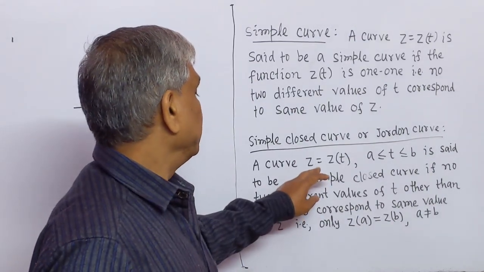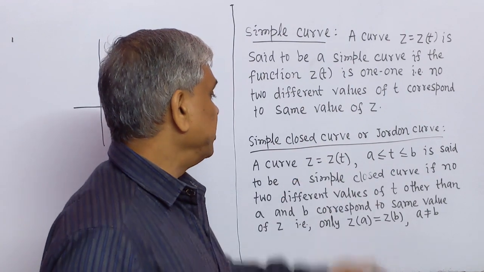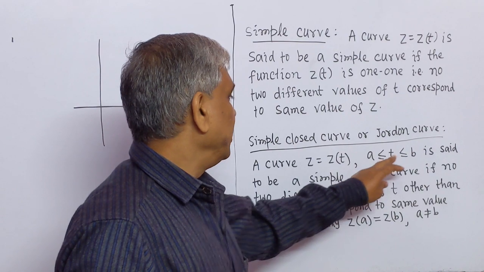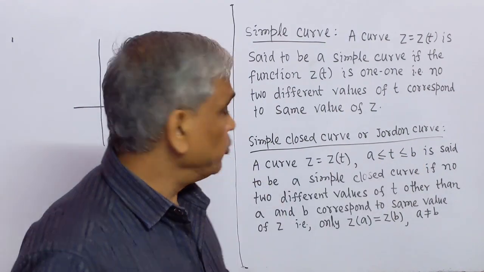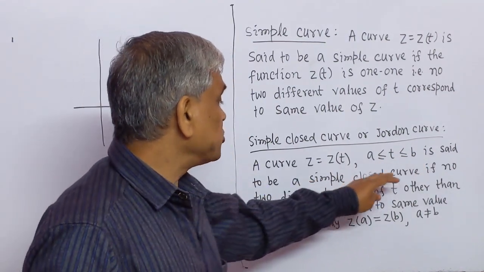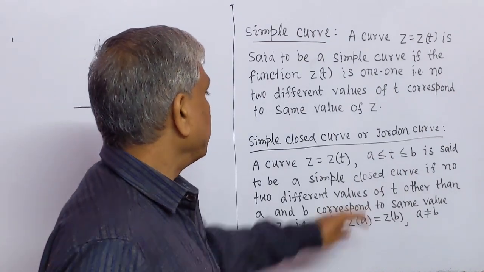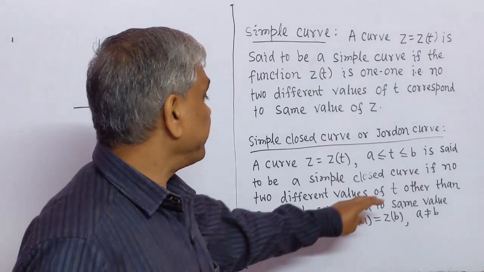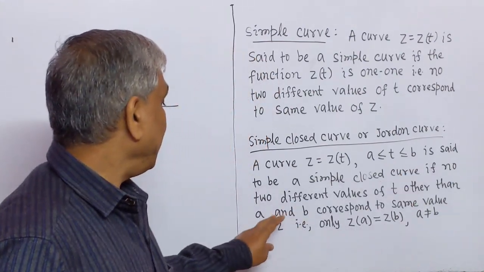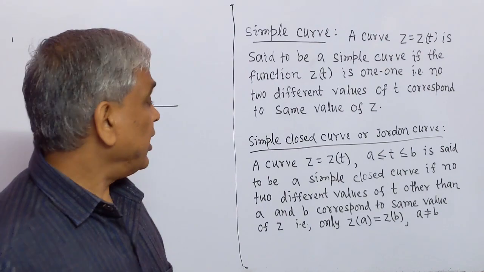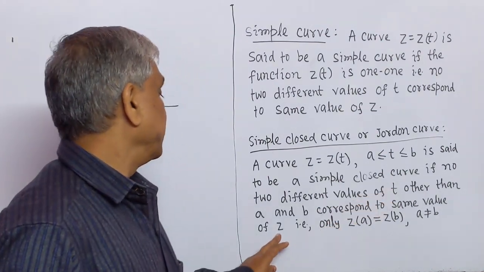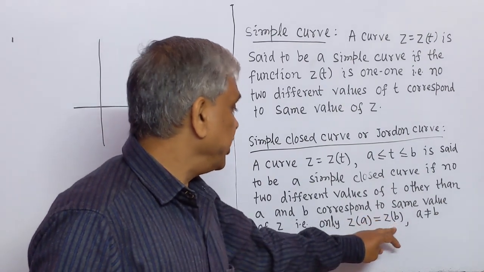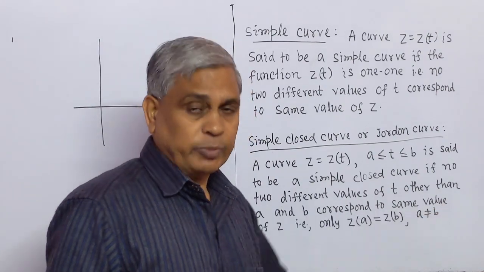A curve z is a function of t, t greater than or equal to a, less than or equal to b, is said to be a simple closed curve or Jordan curve if no two different values of t, other than a and b, correspond to the same value of z, that is, only z(a) equal to z(b) for a not equal to b.